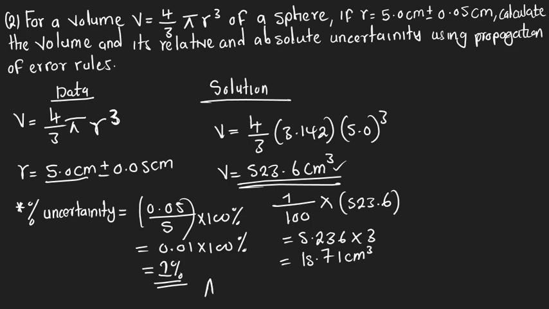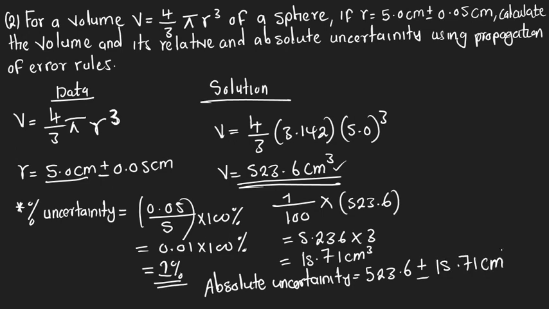So absolute uncertainty is equal to the volume found plus or minus 15.71 centimeters cubed. That is how you solve this particular question.